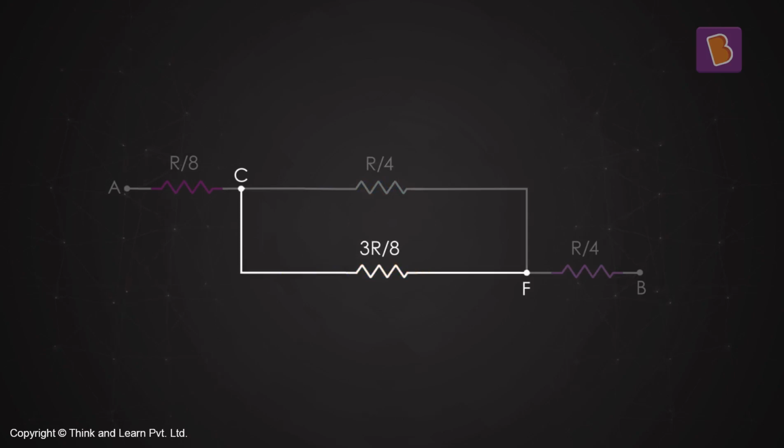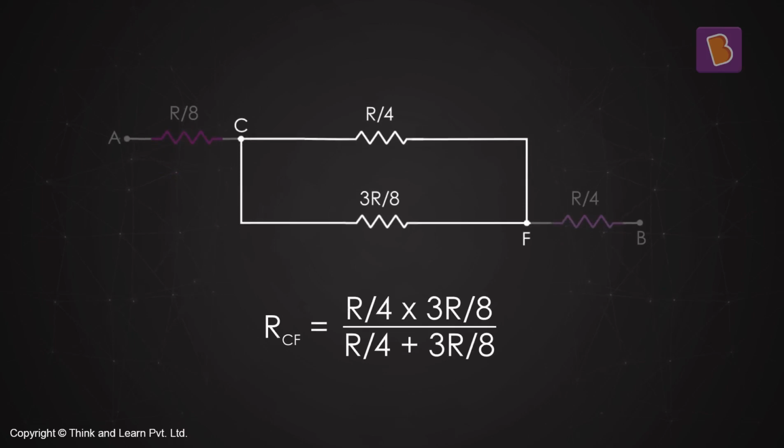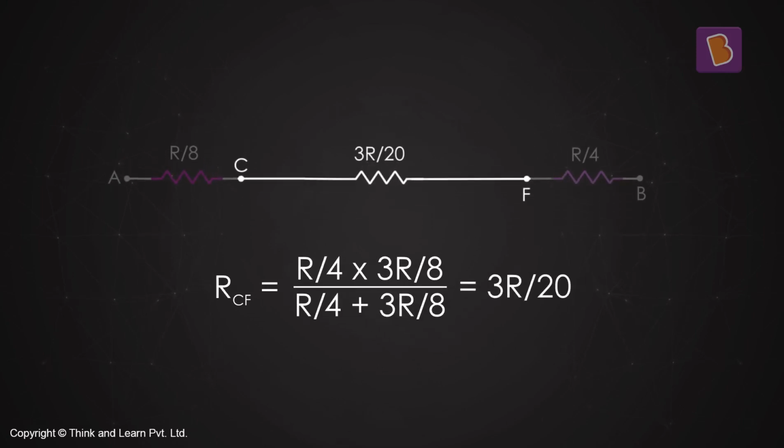Now this 3R by 8 and R by 4, they are in parallel. So (R by 4 into 3R by 8) divided by (R by 4 plus 3R by 8). This is the formula we use when we have 2 resistances in parallel. This becomes equal to 3R by 20. Okay, so this whole thing is 3R by 20.